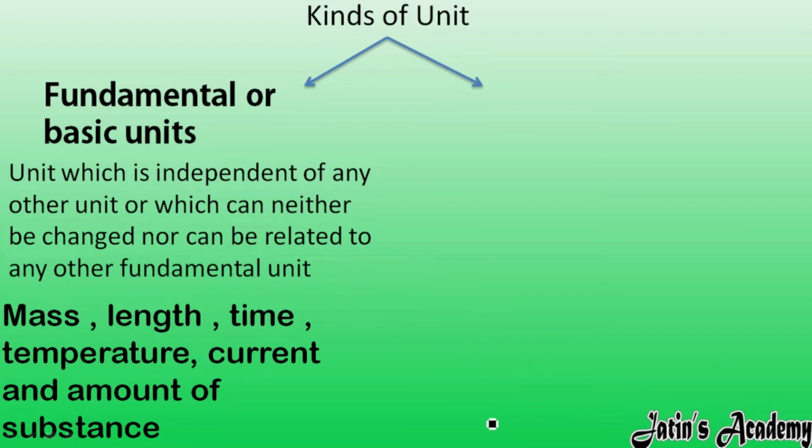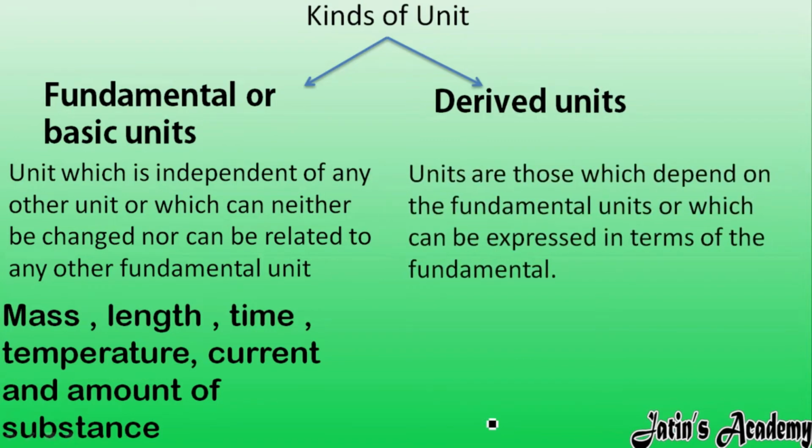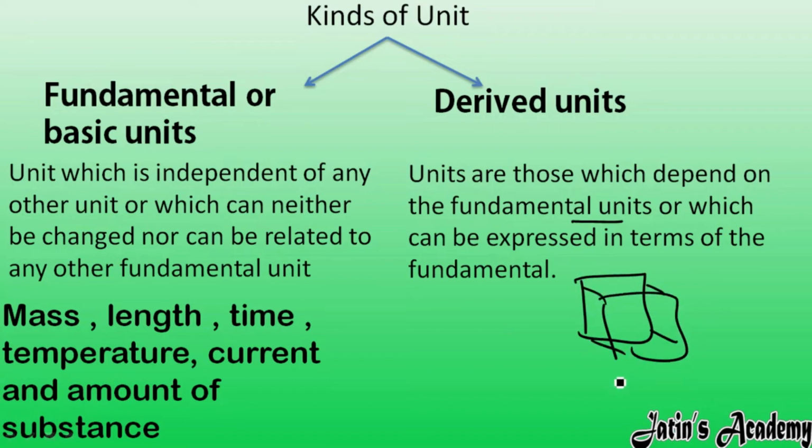Next, we are having derived units. As the name suggests, derived means the units which are dependent on other fundamental quantities. For example, here I am having area. So area means what? Area means length multiply breadth. Area of rectangle means length multiply breadth.